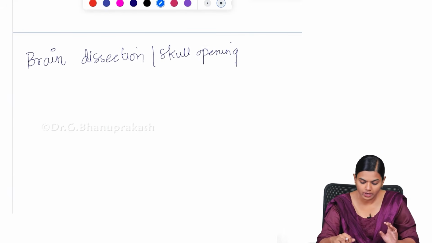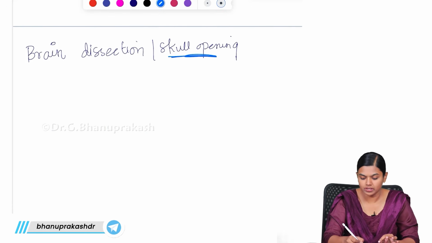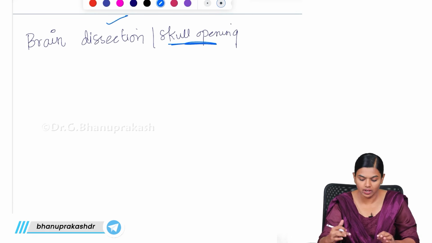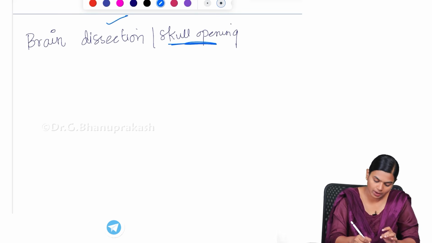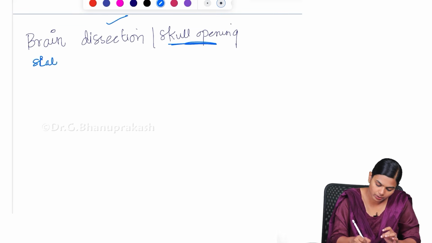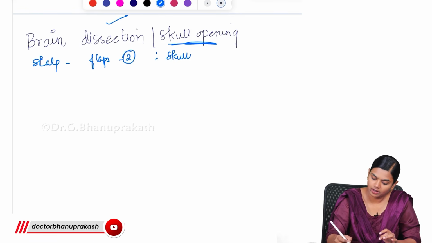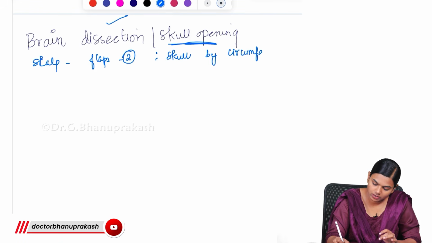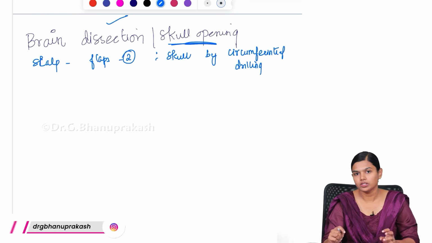Now we are going to specific organ dissection. So I told you skull opening and brain dissection is done first. So skull opening techniques, what we usually do is, we will make the skull flap. Like scalp, you will make it into flaps. 2 flaps you will make. Then you will open the skull by making circumferential drilling. Like you can use a driller or you can use a chisel.